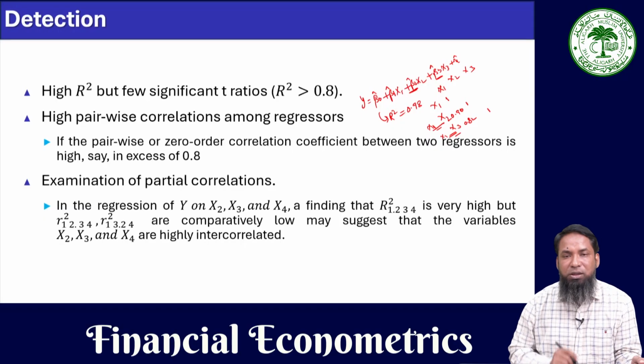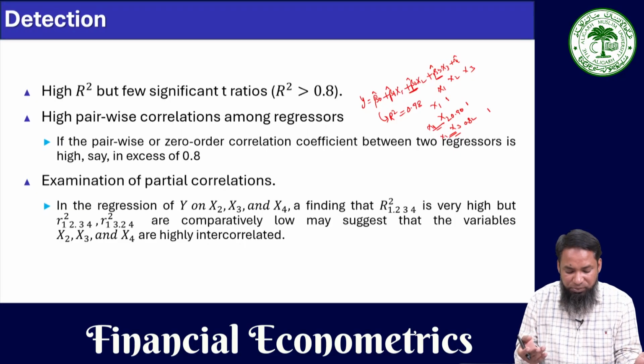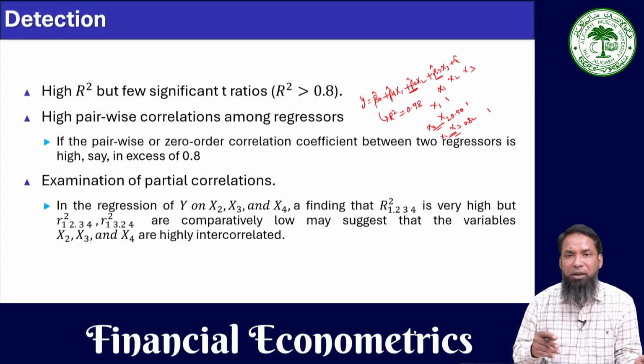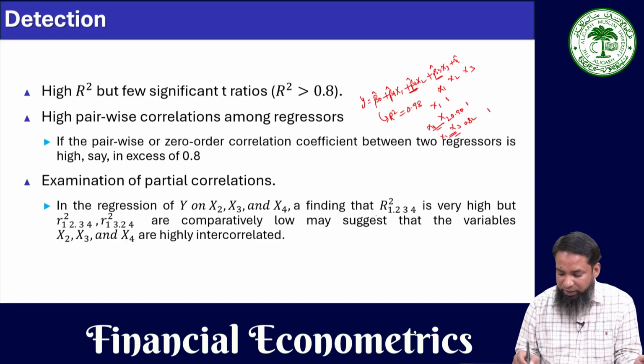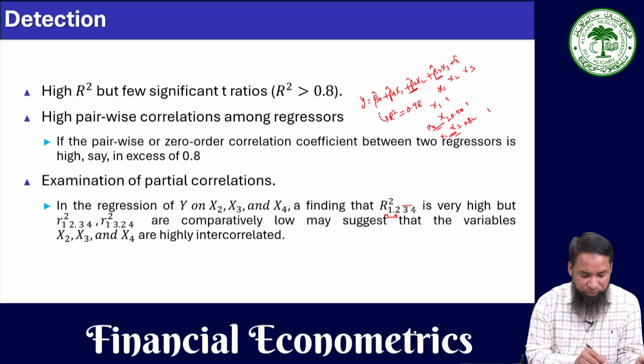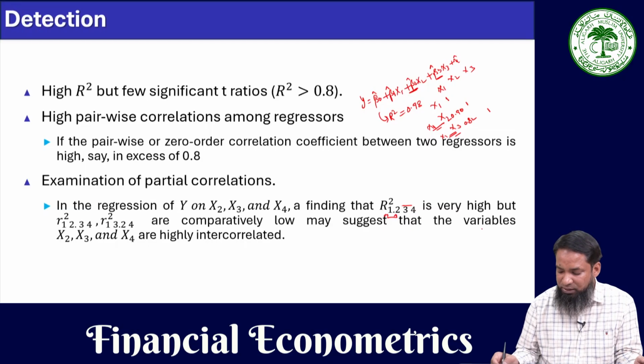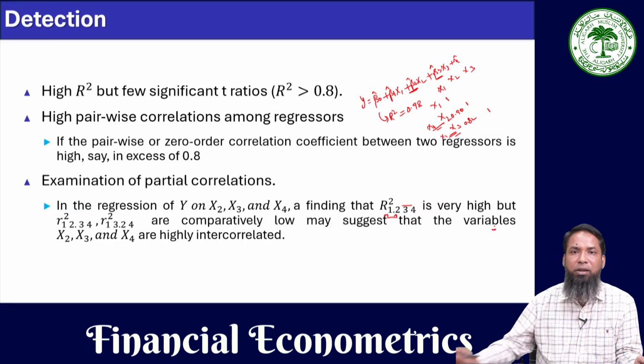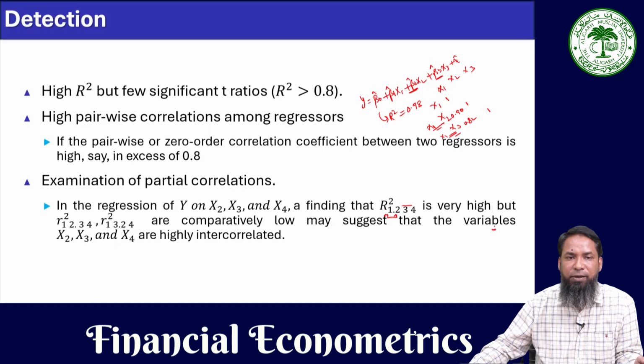The examination of partial correlations. In that case, basically what we do is find an auxiliary regression. Let us say we find R1,2,3,4, that is, the correlation between these two, assuming 3 and 4 constant, is very high, but R1,2 and R1,3 are comparatively low. This may suggest that the variables are intercorrelated and there might be the presence of multicollinearity.